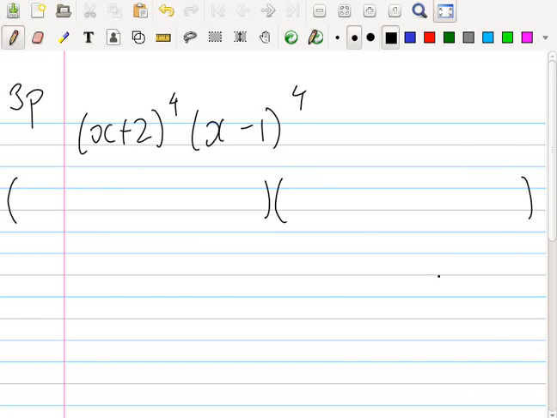How many terms do I want in each? Three terms, because I asked you for up to the third term, and in ascending powers. So can you take out your calculators? The first term would be 4C0. Well, I know what that's always going to be. The first term is always 1. And then 4C1 is 4. And then 4C2 is 6, yep. And the same here.